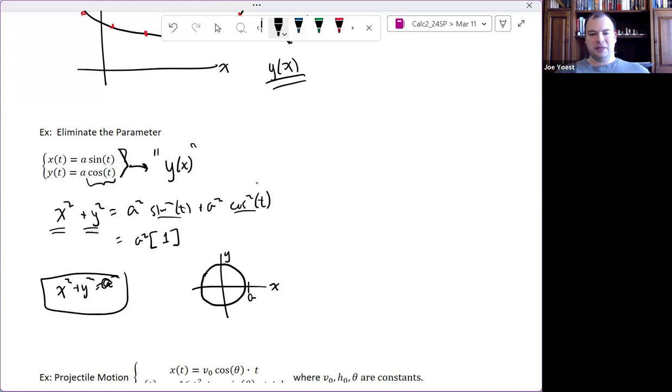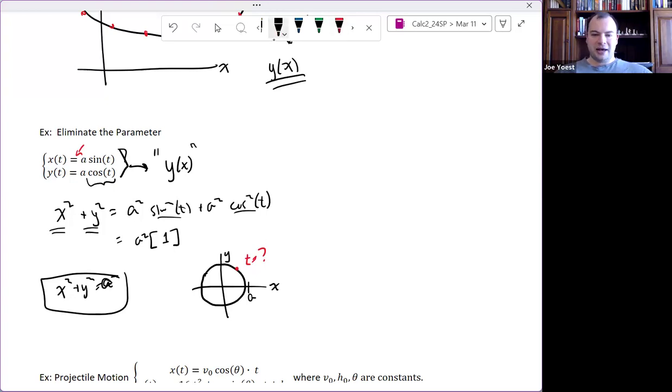The benefit is that sometimes this can be simpler to work with because I don't have the t to deal with. The detriment is that I lose the information about t. If I say, okay, at some time I'm here, what time am I there? I don't know anymore. I would have to go back to my parametric equations to figure that out.